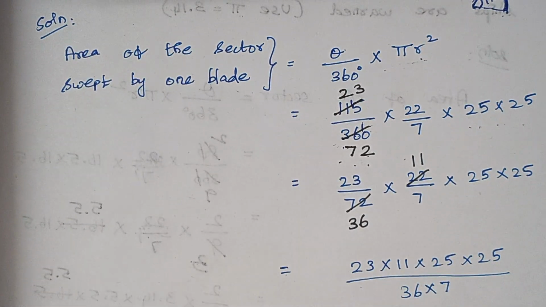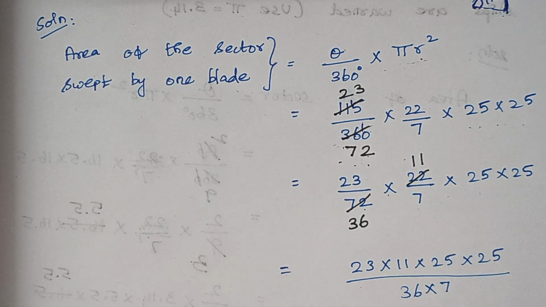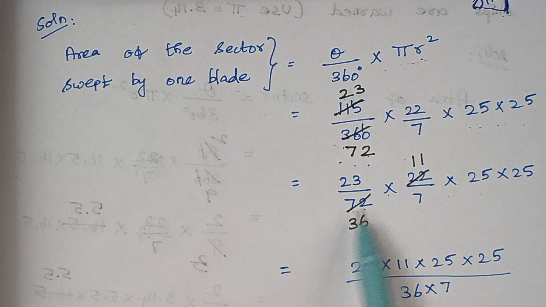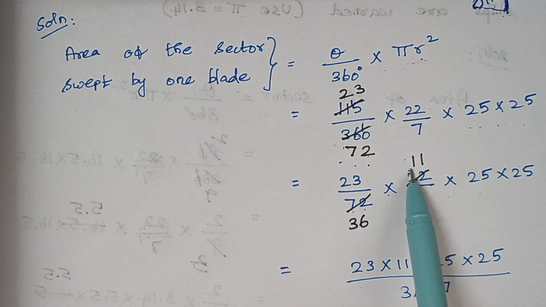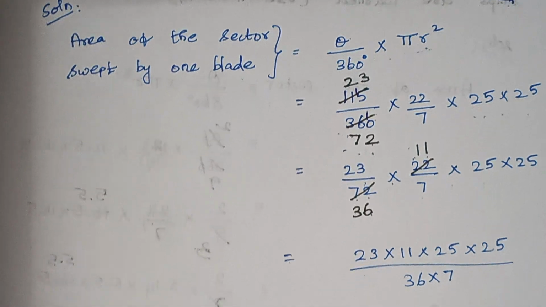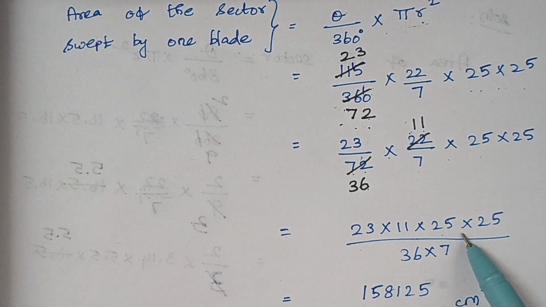So in the next step, you see I had written 23 by 72 into 22 by 7 into 25 into 25. Here again I am cancelling by 2. 1 2s are 2 and 1 2s are 2. And here 3 2s are 6, the balance is 1 and 6 2s are 12. So finally I am having 23 into 11 into 25 into 25 divided by 36 into 7.